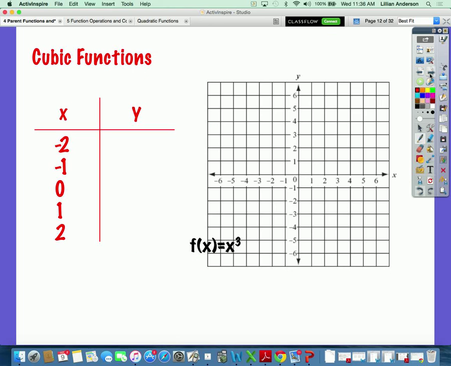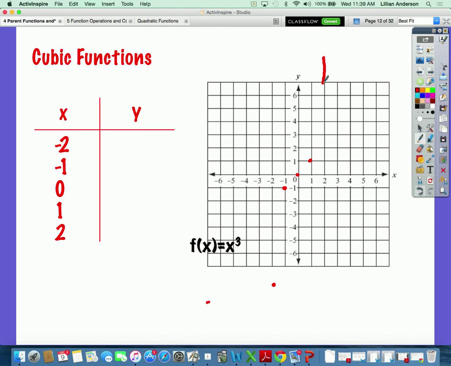The next one, cubic functions. I give you a table, fill it in, get the graph of this cubic function. Make sure you're also writing down what exactly the parent function is. So complete the chart and graph it. When x is -2, what's y? -8. Even though -8 wasn't on your graph, you can still guesstimate where it would be. At -1, -1. At 0, at 1, and at 2, 8.